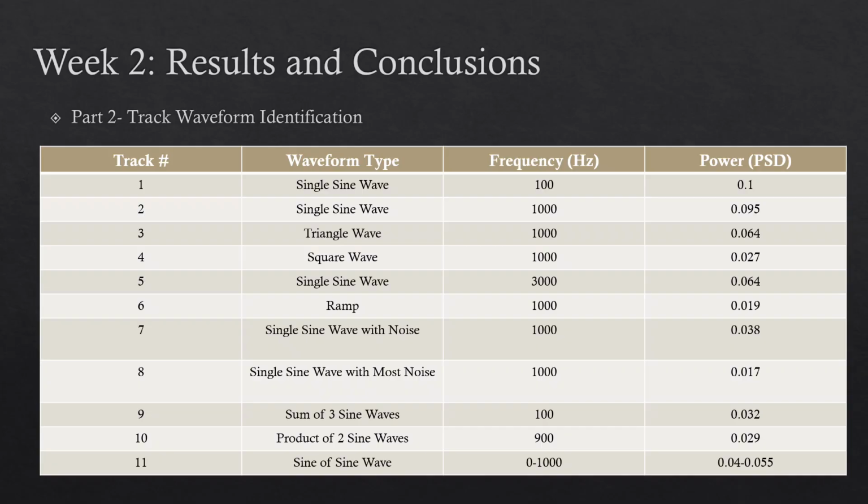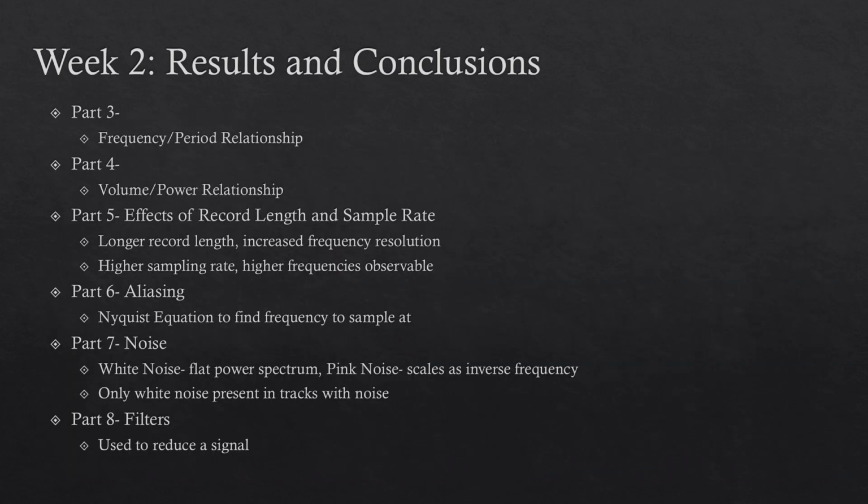Here are the results from week 2, where we identified the different waveforms of the tracks that were given to us. Noticeably, tracks 7 and 8 had white noise, and track 11 is an example of frequency modulation. In week 2, we also looked at a bunch of different relationships.